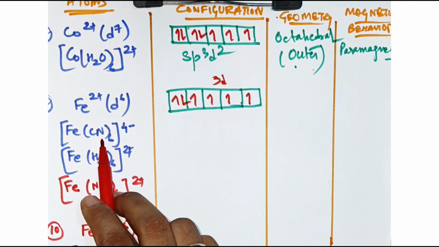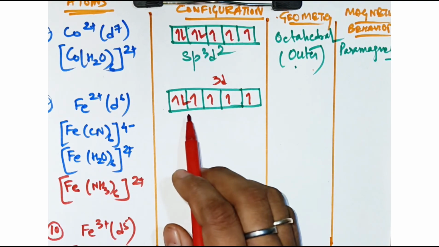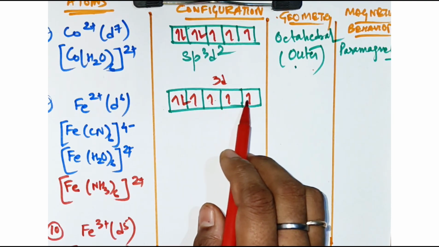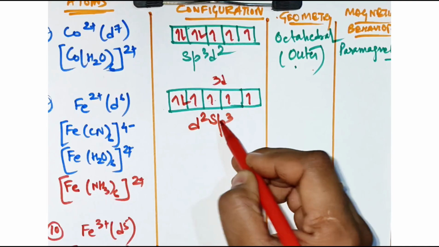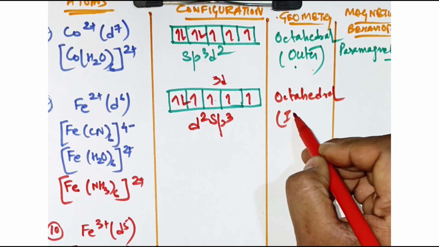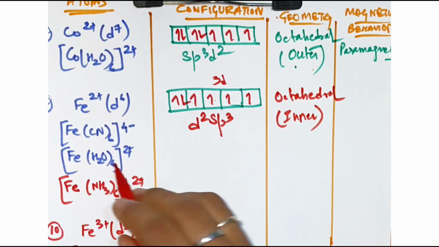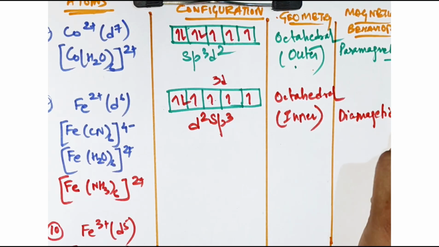Okay, so cyanide is a strong field ligand, so it will pair up. So how many? 6 electrons, so 1, 2, 3, 4, 5, 6. So 2 orbitals are now left, so it will form your d2sp3 octahedral. This is your inner orbital complex now, and it forms your diamagnetic. Why? Because all the electrons are now paired.